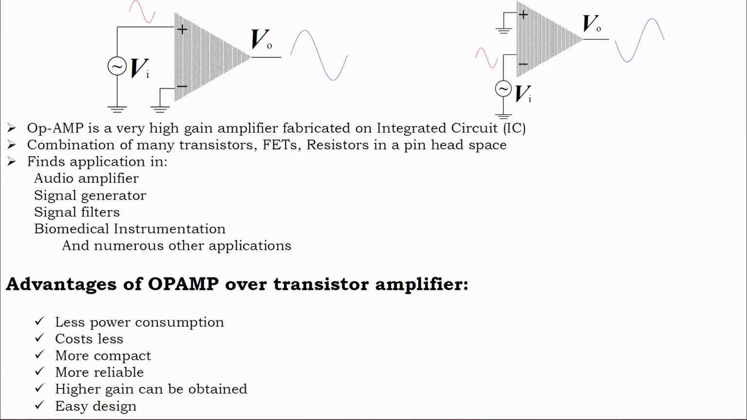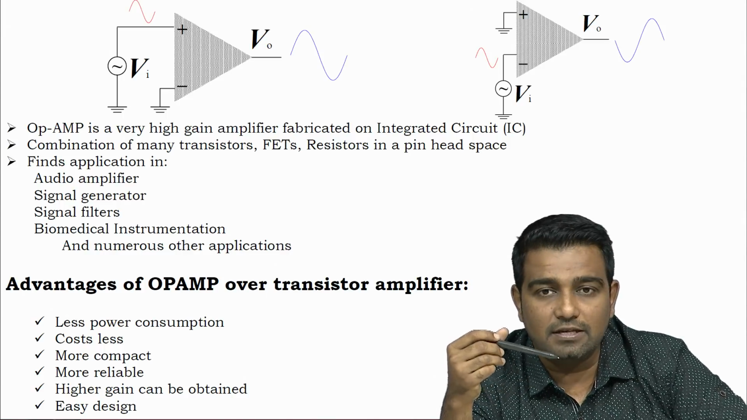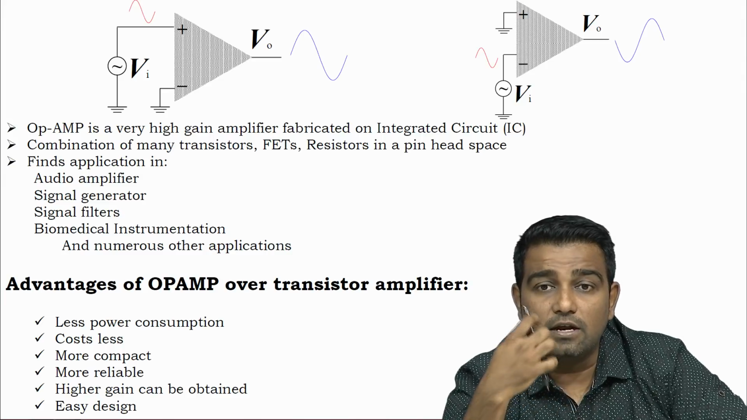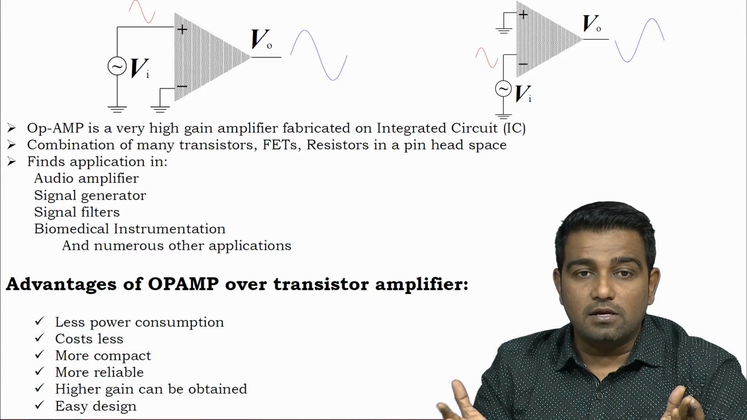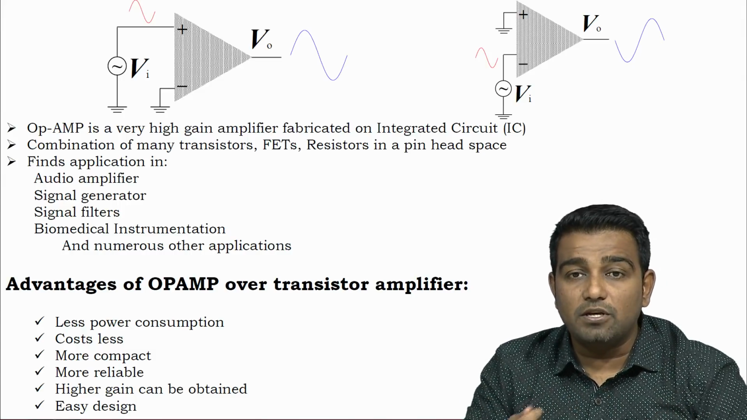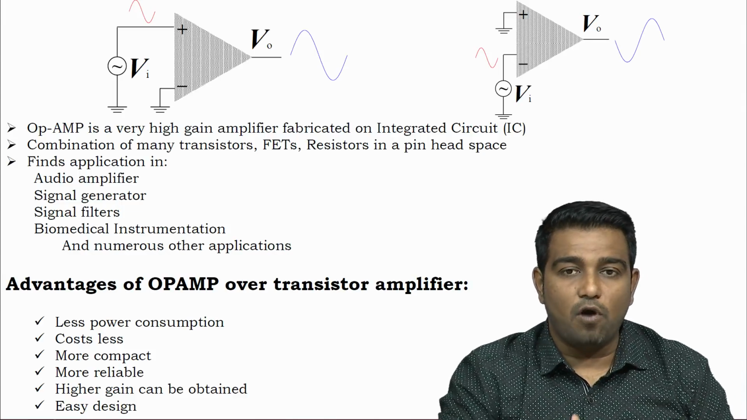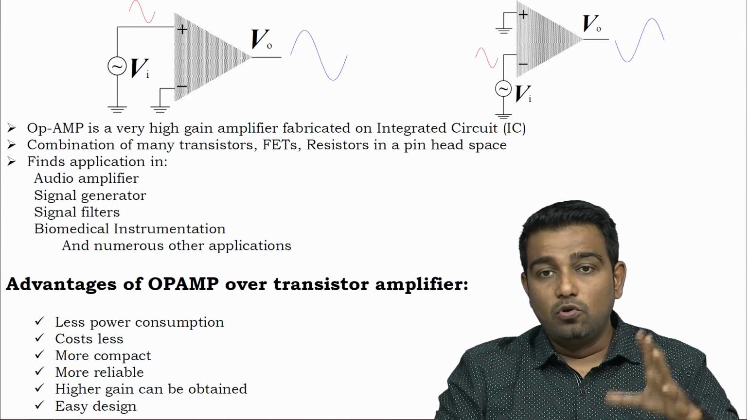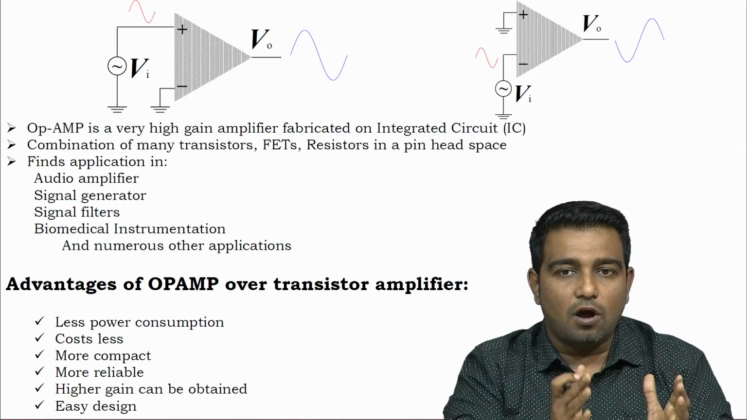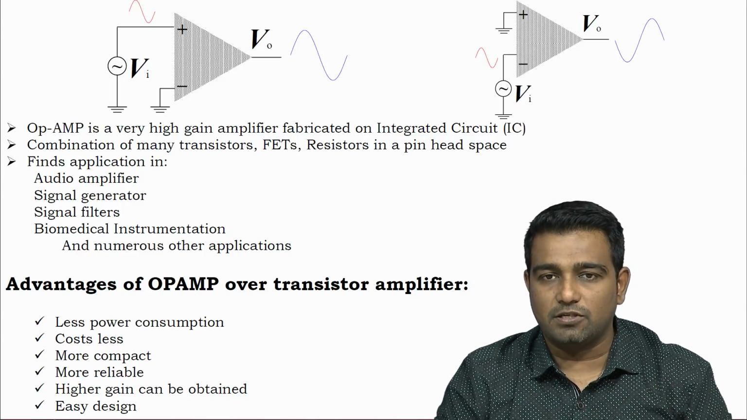Then we saw what the advantages of op amps over transistor amplifiers are. There are several advantages listed here: less power consumption, costs less, can be manufactured in bulk, more reliable, easy operation, easy design, right. So, these are the advantages of operational amplifier over transistor amplifier. That is why this course is designed to use the op amp for several applications, not transistor based amplifiers.